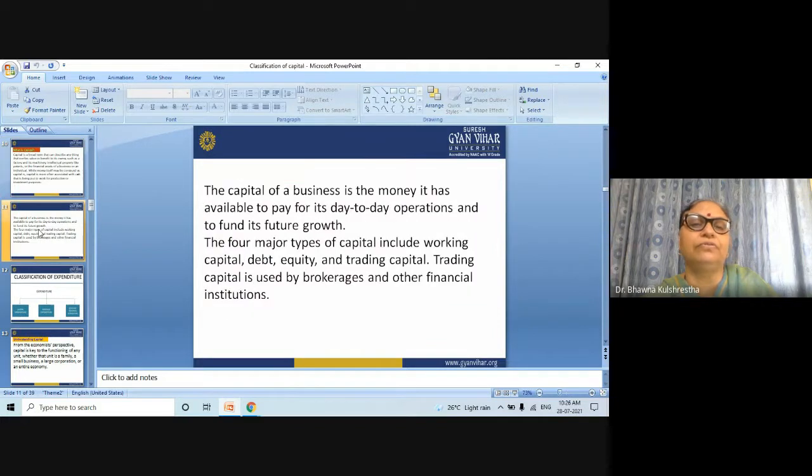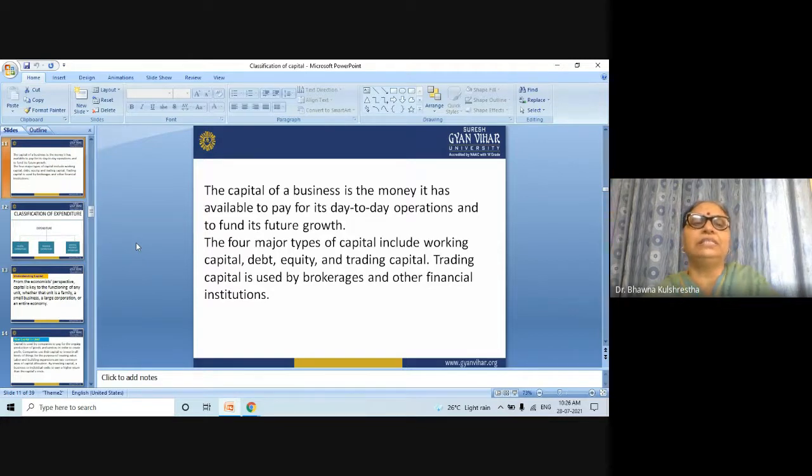The capital of a business is the money it has available to pay for its day to day operations and to fund its future growth. The four major types of capital included are working capital, debt, equity, and trading capital.